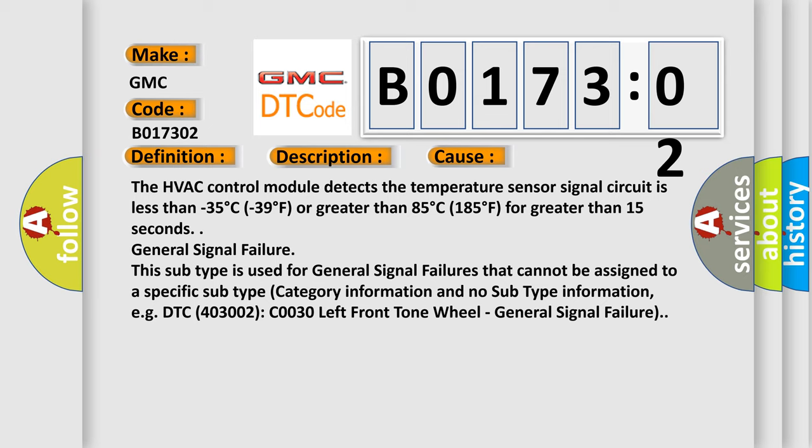General signal failure. This subtype is used for general signal failures that cannot be assigned to a specific subtype category, with no subtype information, e.g. DTC C0030-02 left front tone wheel, general signal failure.